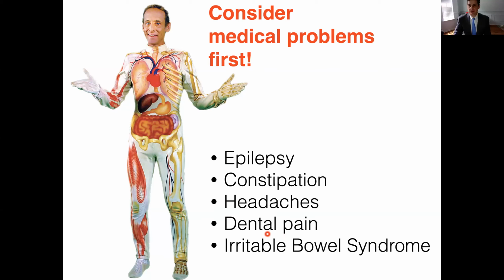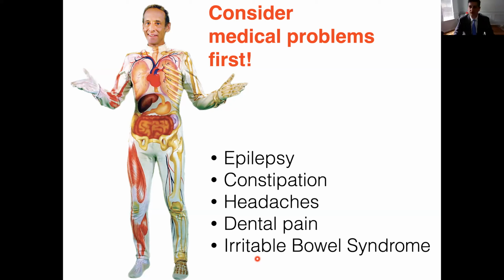They might not be able to express that they have a toothache, but they're hitting their head, for example. So we want to always think medically. Patients with autism are underserved from a medical standpoint. They have a shortened life expectancy, I believe, largely due to their medical issues not being addressed in an ideal fashion, especially in comparison to an individual without autism. So always think medically first.